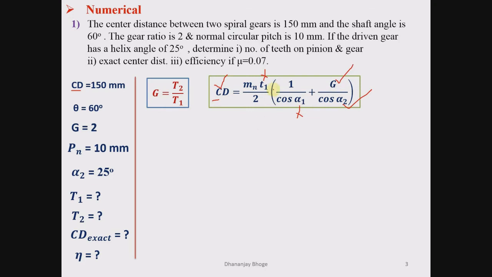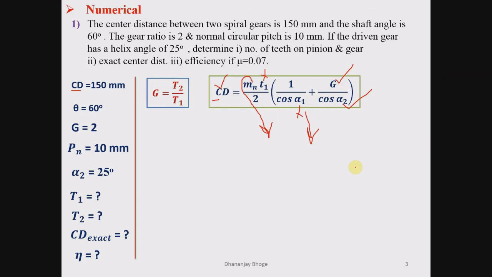So in order to find out the number of teeth T1, we must know alpha 1, the spiral angle on gear 1, and the normal module, correct? Normal module आणि alpha 1 आपल्याला माहिती पाहिजे. सांगा मला, how can we find out mn from the given data? How to find out mn?